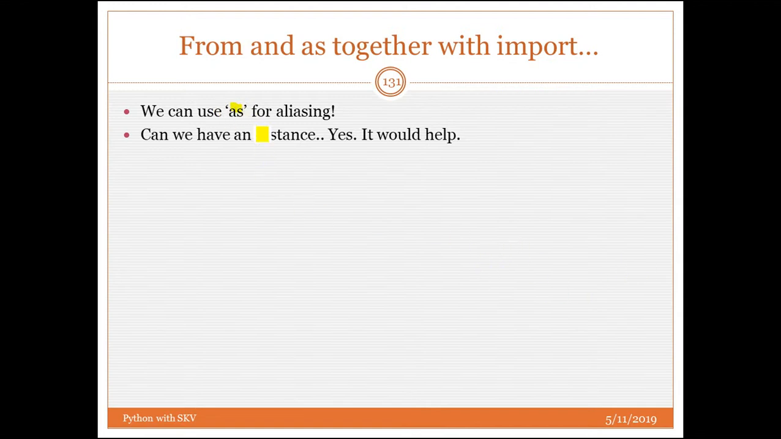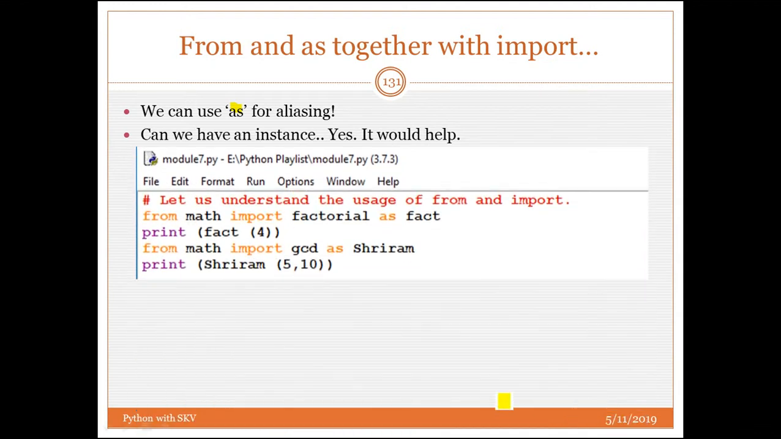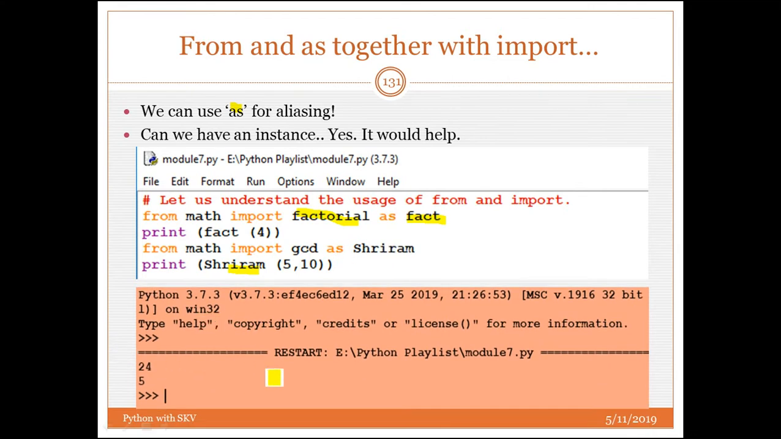As. Can we use as in Python coding? It will help you in aliasing. How are we going to use it? Very simple. An example will help you as usual. From math, import factorial. This is what we have seen. But as fact, I am making this factorial as fact. So print fact of 4 will get me factorial of 4. From math, import gcd as Shriram. So now Shriram of 5, 10 will get you GCD of 5, 10. It is just another name that we can also call AKA, also known as. Very simple. Now we got the output 24 and 5.